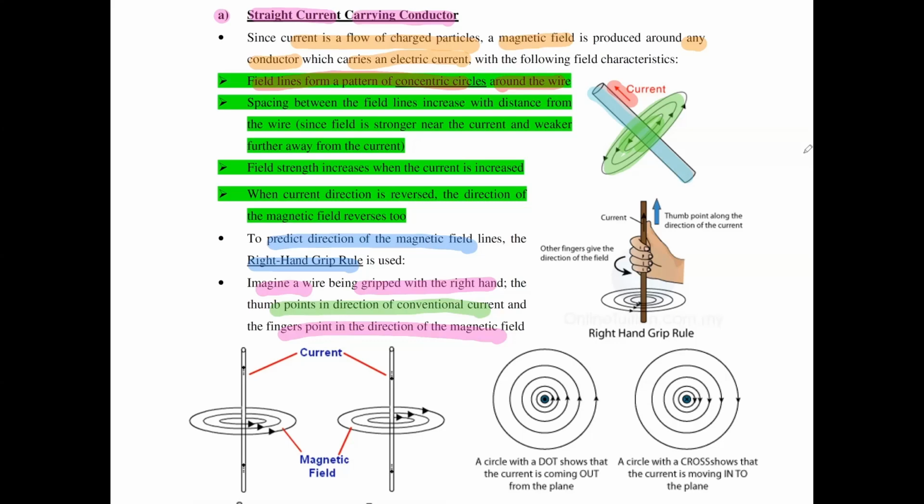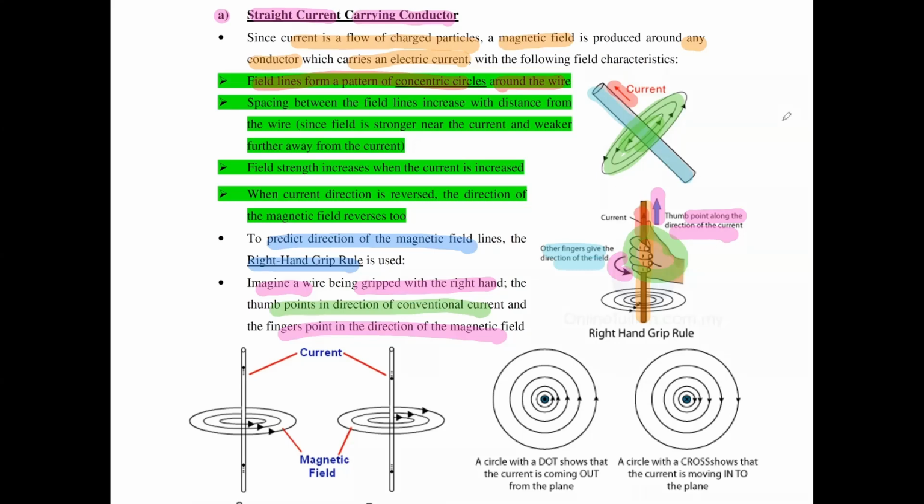So if you look at the second diagram below here, you have a wire and then you have a current pointing outwards. You imagine right now that you use your right hand to grip the wire. Your thumb should be pointing along the direction of the current, whereas the curl of your fingers will give you the direction of your magnetic field. So in this case, it should be pointing in the counterclockwise direction. That is how you predict the direction of your magnetic field.